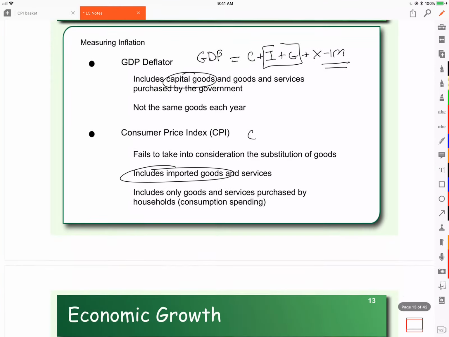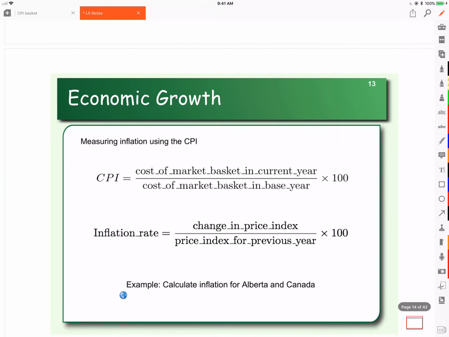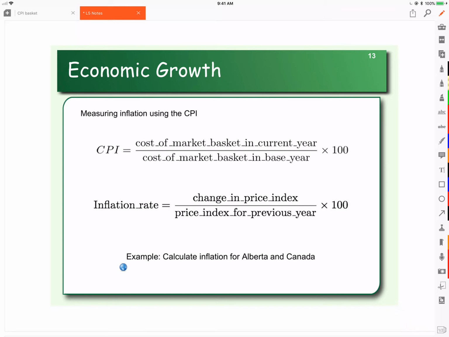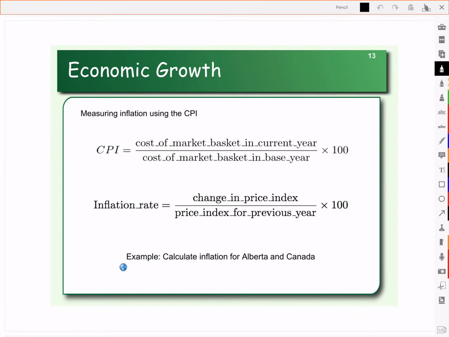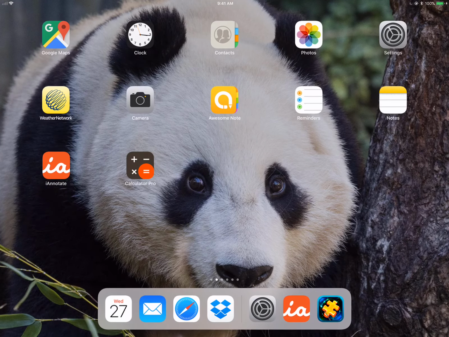Once you have calculated CPI, or the GDP deflator, you can then calculate inflation by looking at how the CPI or GDP deflator change from year to year. So to find the inflation rate, we essentially take the new number minus the old number divided by the old number times 100. So let's look at the consumer price index for Canada. Okay, so we'll just pull that up on the screen here.